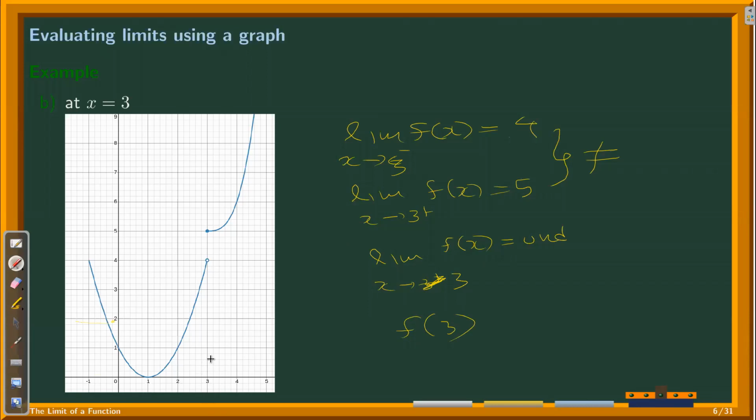Right above. So there are 2 points, one of them is not colored. See, this one is not colored, this one is colored. So that means this point doesn't belong to the graph.